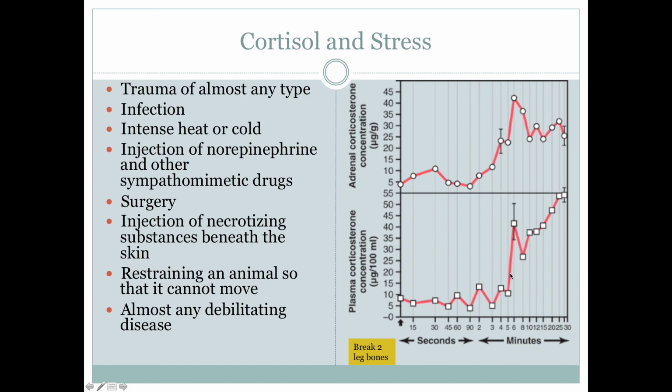So you see this in surgery, you see this with giving sympathomimetic drugs, which means drugs that mimic the sympathetic nervous system. If you inject substances that are necrotizing, so causing tissue death underneath the skin. If you restrain an animal so it can't move, they put rats in clear tubes, which we have upstairs in the animal lab for the hamsters, and they like to hang out in them, but it's also because you're not touching them. If you restrain a rat, it would kind of be like restraining you if somebody just wrapped you up and you couldn't move in a room where people were looking at you and then they started touching you. That's kind of stressful. And then also debilitating disease, we see a huge amount of cortisol. So cortisol is definitely the stress hormone.